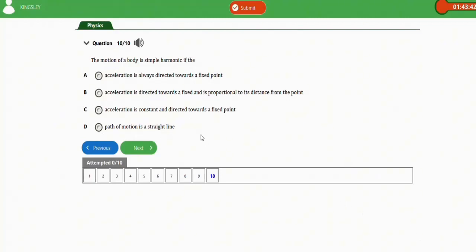Alright, so for this particular question, basically all you need is to know the right definition of a simple harmonic motion. You get it right. So the definition of a simple harmonic motion is the periodic motion of a body in which its acceleration is directed towards a fixed point and is directly proportional to the displacement from the same fixed point. So for such a definition, the correct option in this question will be option B, which is acceleration is directed towards a fixed point and is proportional to its distance from the point. So that's the correct option to this question, option B.